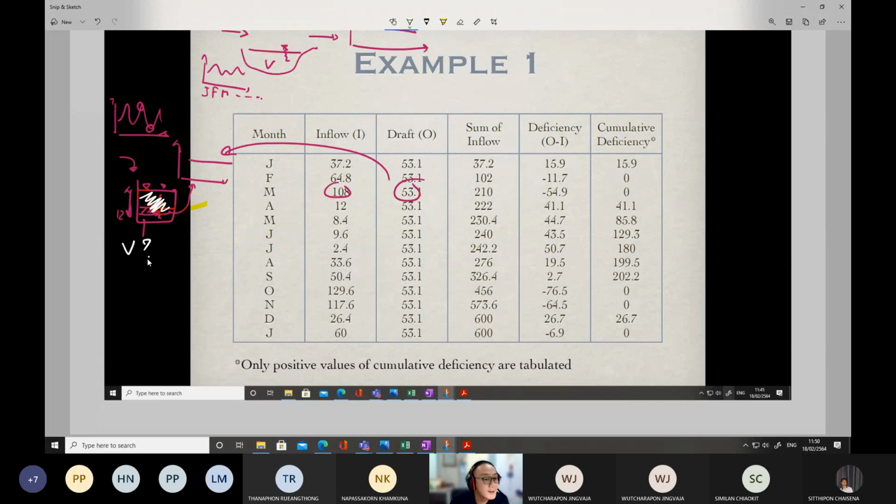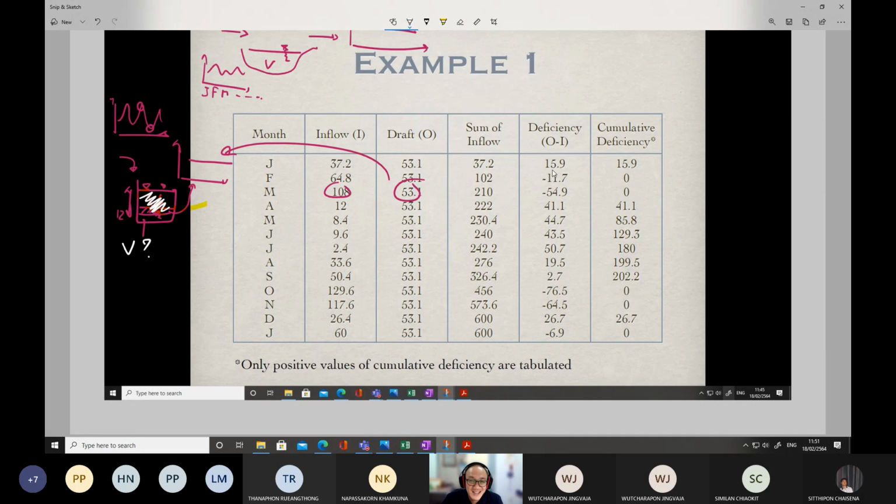So the volumes required. How can we determine them? There are certain procedures you can follow. If you use the analytical method, it is recommended to do it like this. You take the deficiency: the draft, or outflow, subtracted by the inflow, becomes the deficiency. Here the draft is higher than the inflow, so the inflow is not enough.